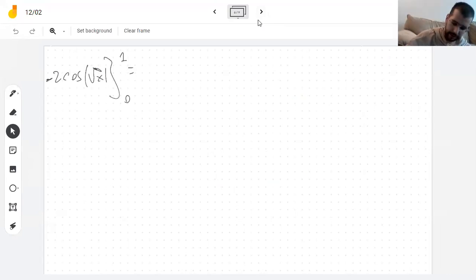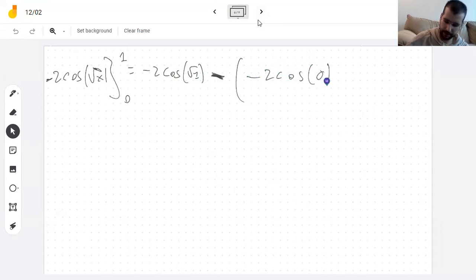So plug in one and plug in zero. And be very careful that you have to subtract them. But there's already a negative sign there. So if you try to do this in your head, I think counting minus signs in your head is always a bad idea.